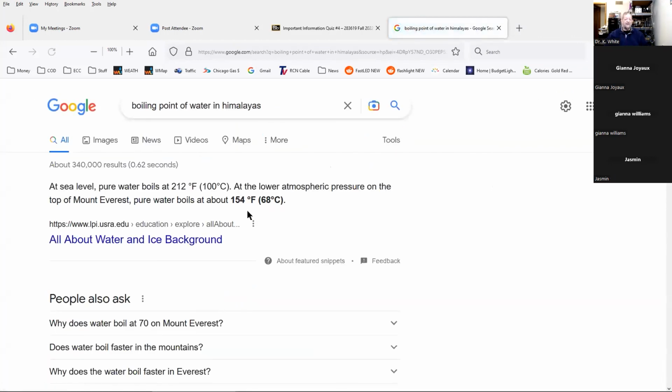And notice at sea level, Chicago, water boils at 100 degrees C. Because of the lower atmospheric pressure on the top of Mount Everest, top of the Himalayas, water boils at a whopping only 68 degrees C. And that's because of the lower atmospheric pressure. I'm glad I remembered that one.